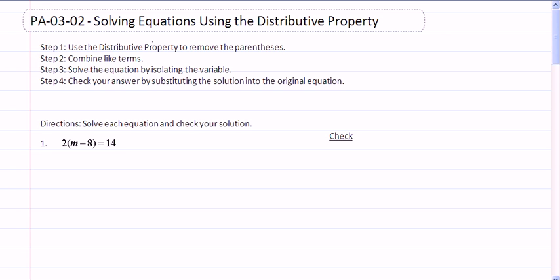In this lesson, you will learn how to solve equations using the distributive property. For each of the examples in this lesson, we will follow these 4 steps. Step 1, we use the distributive property to remove the parentheses.